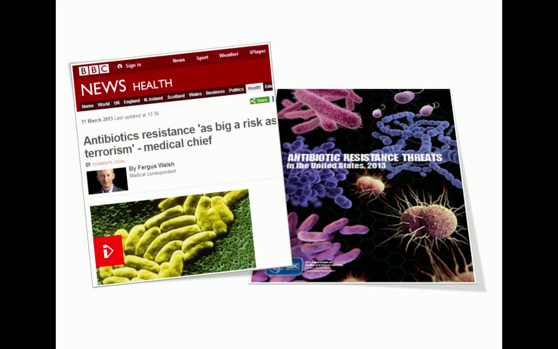Described as a threat as big as terrorism by the Chief Medical Officer of the UK, Dame Sally Davis, and as causing 2 million episodes of disease and more than 23,000 deaths per annum by the CDC in Atlanta, antibiotic resistance has been hitting the headlines as never before.